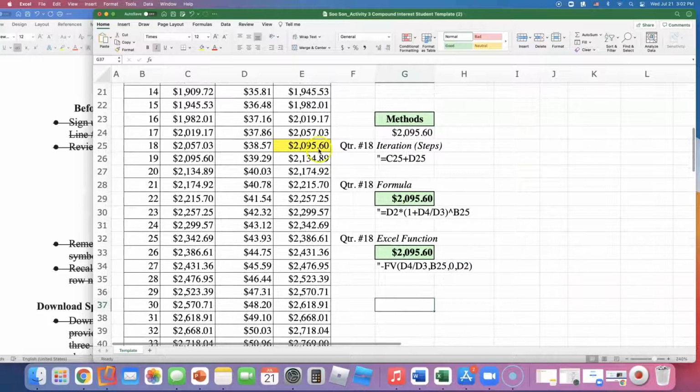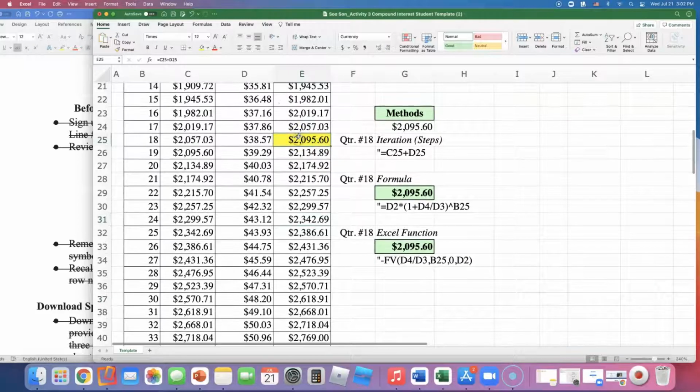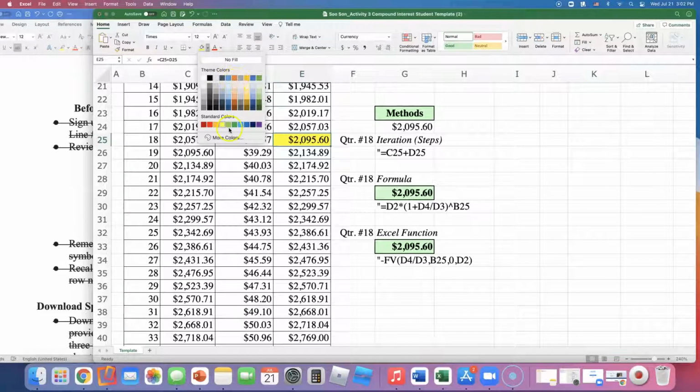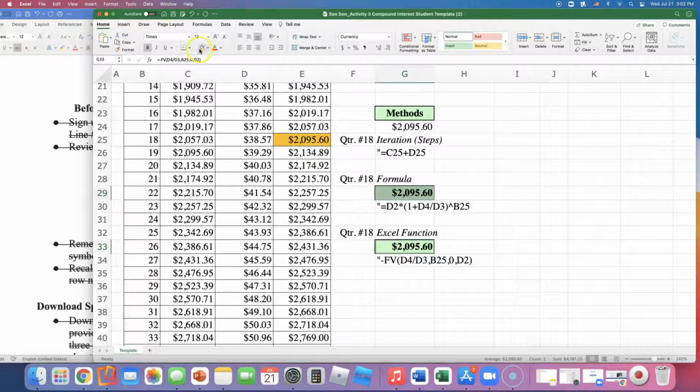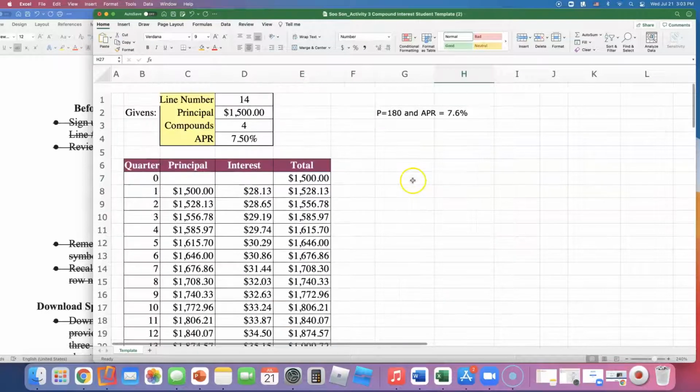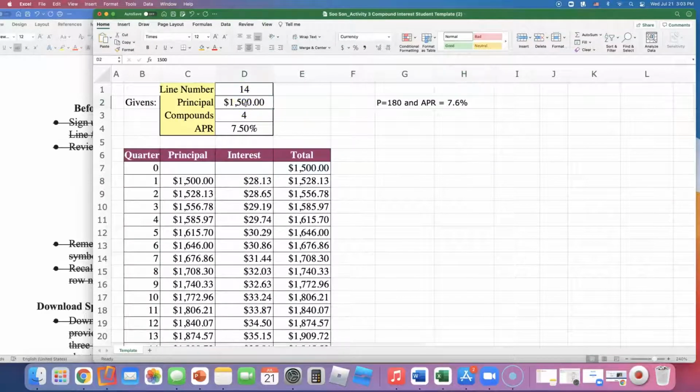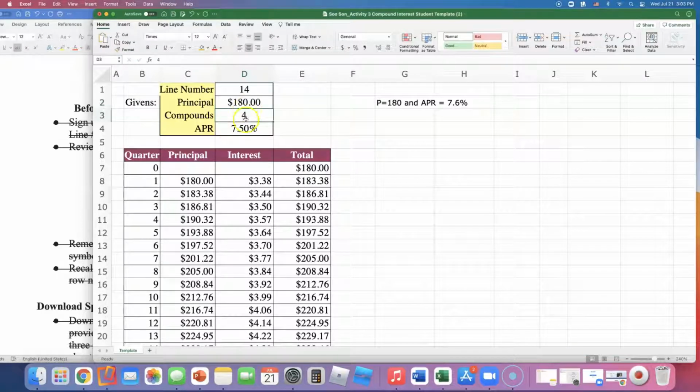If your answers all come out to be the same, let me highlight this in red. Or what's my favorite? I like orange. I'm going to highlight these in orange, okay? All these numbers should be the same, no matter what method we use. Do you agree? So they're all $2,095.60.